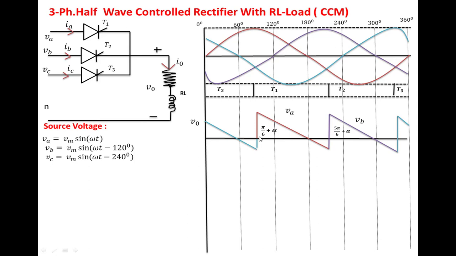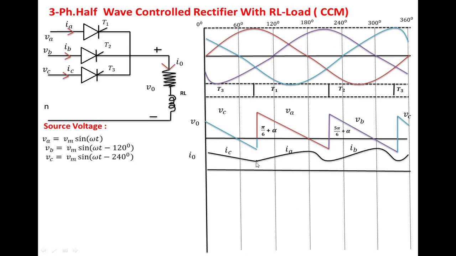This point we can write as pi by 6 plus alpha, and this instant we can write as 5 pi by 6 plus alpha, where alpha can be changed from 0 to 180 degrees. But in this case we have taken alpha equal to 60 degrees. Now we are going to draw the output current waveform.